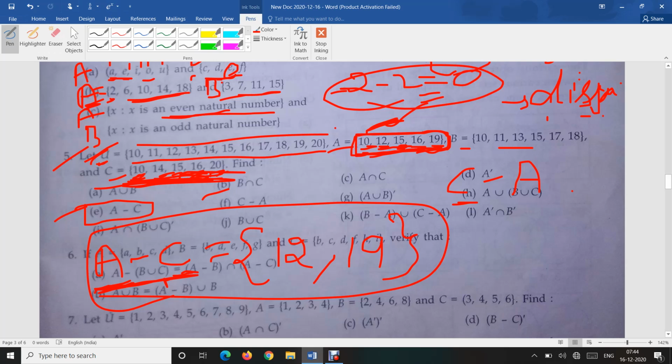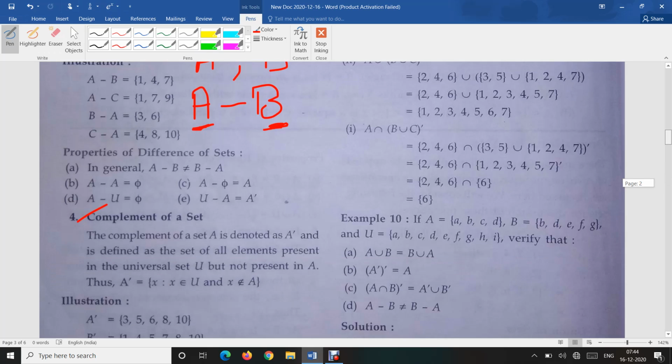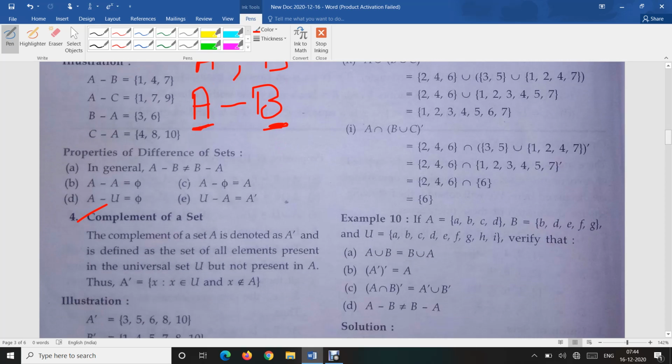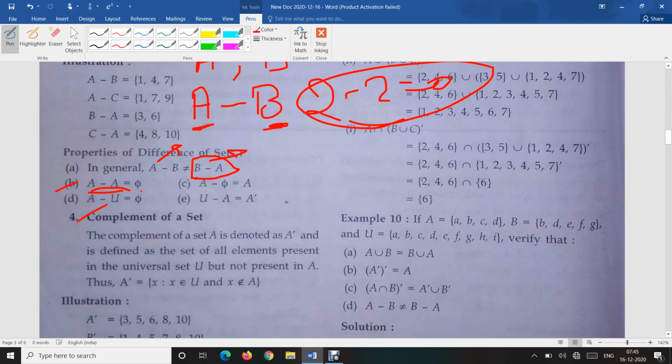Now let us move towards the next topic, which is properties of difference of sets. So A minus B does not equal B minus A. The result of A minus B and the result of B minus A will be different. Next, A minus A is equal to the null set. Obviously, if we subtract 2 minus 2, then it will be 0. So, A minus A is equal to the null set. A minus the null set, obviously, if we subtract 0 from 2, that will be equal to 2.